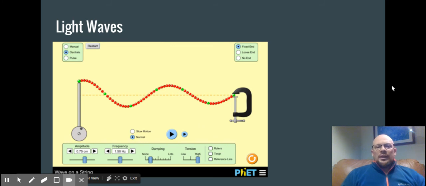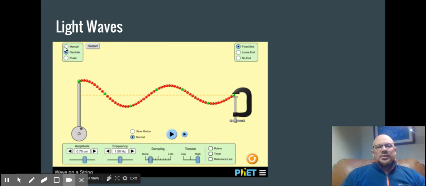Today you're going to be doing a lab called Waves on a String. And so you're going to open up a simulator that's going to look like this. You see down here, it has places for you to adjust amplitude and frequency, dampening and tension. It has a ruler tool that you could click on, and a ruler will pop up on the screen, a timer here that you can use. And so the reference lines that we'll put in there.